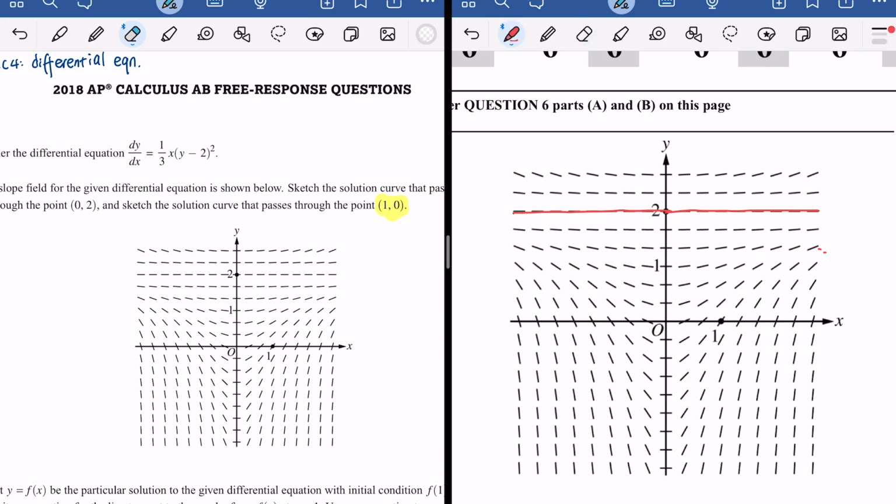The second solution curve is going to be decreasing and concave down here, and then concave up. Again, follow the concavity, going through the initial value and increasing, concave down. And that is the second solution curve.